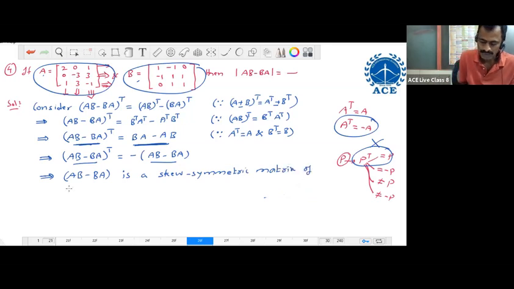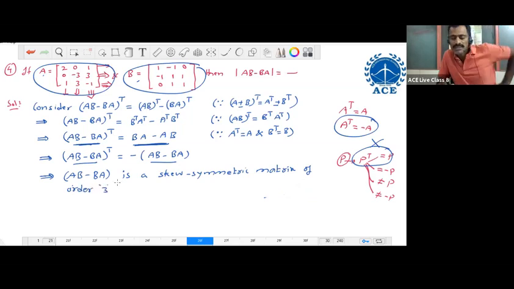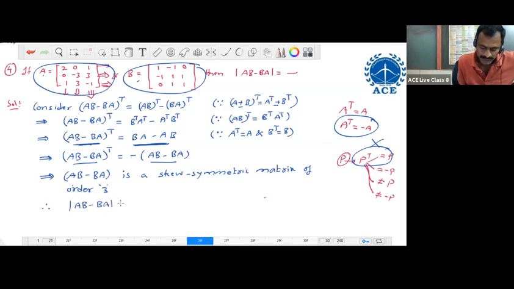Of order 3. So finally, our given matrix AB minus BA is a skew symmetric matrix, and it is also of order 3. It is an odd order. Whenever a skew symmetric matrix is of odd order, its determinant is always 0. Therefore, the determinant of AB minus BA equals 0. That is the answer.